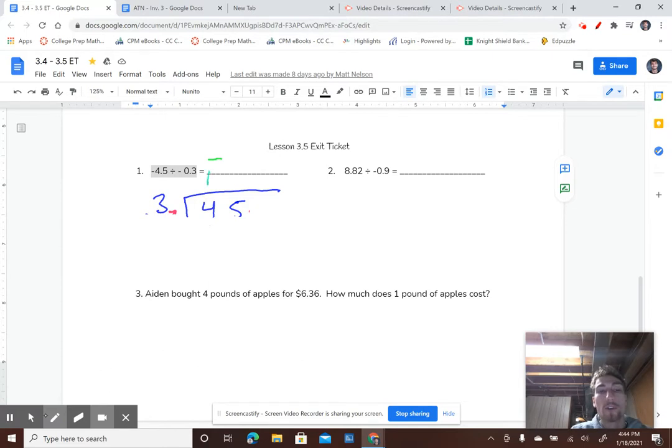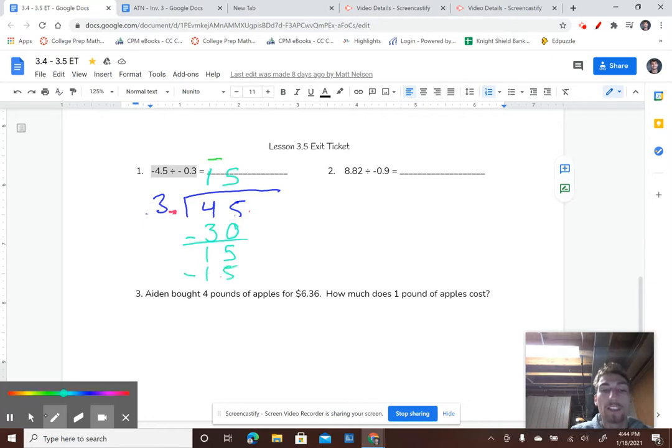3 goes into 4 once. Multiply 1 by 3 to get 3. Subtract 3 from 4, we get 1. We bring down that 5. How many times does 3 go into 15? 5 times. Multiply it by 3. We get 15. 15 minus 15 gives us 0. Therefore, we are donezo. All right.